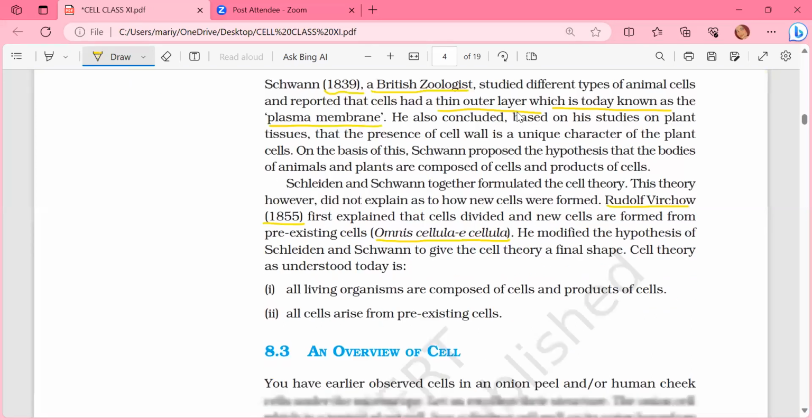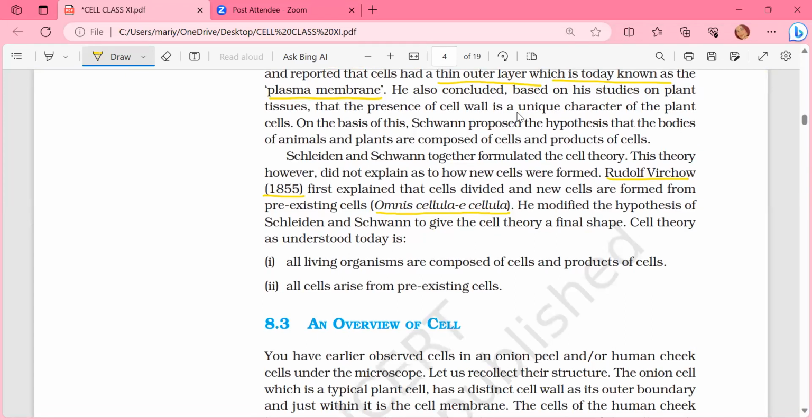And finally, the points of the cell theory are understood today as: all living organisms are composed of cells and products of cells, and all cells arise from pre-existing cells. Okay, these are the points of the cell theory.